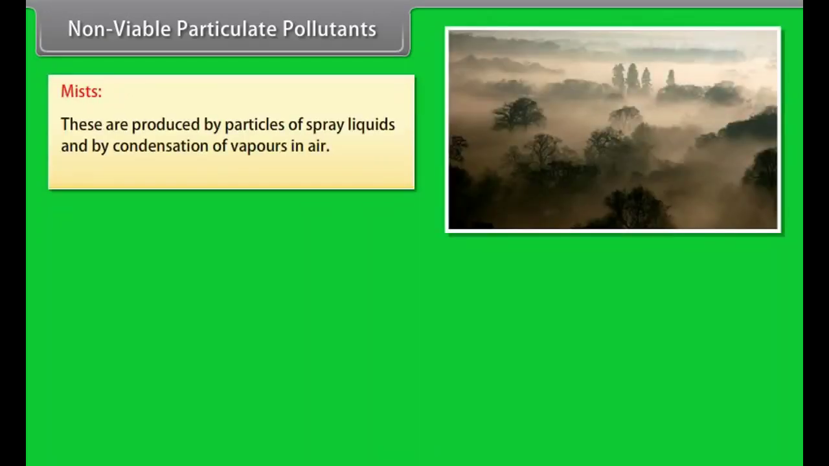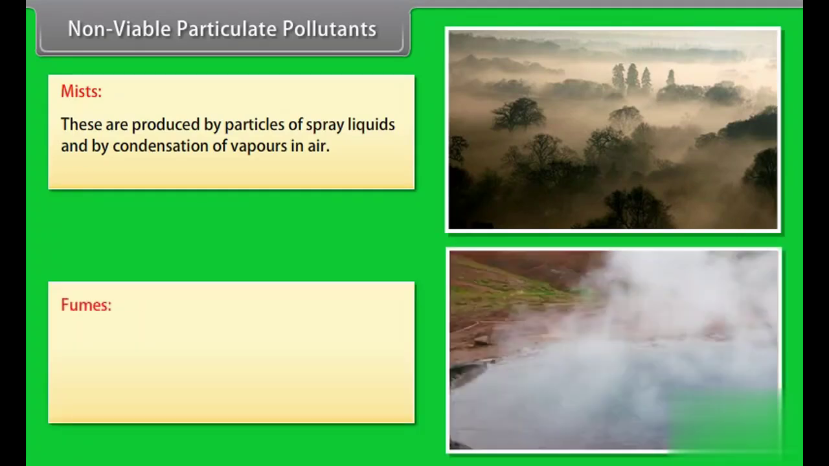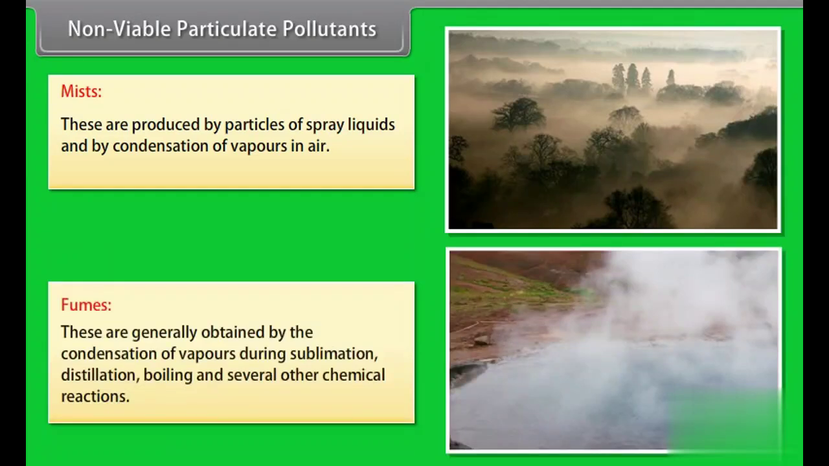Mists. These are produced by particles of spray liquids and by condensation of vapors in air. For example, sulfuric acid mist, herbicides and insecticides. Fumes. These are generally obtained by the condensation of vapors during sublimation, distillation, boiling and several other chemical reactions. For example, organic solvents, metals and metallic oxides form fume particles.